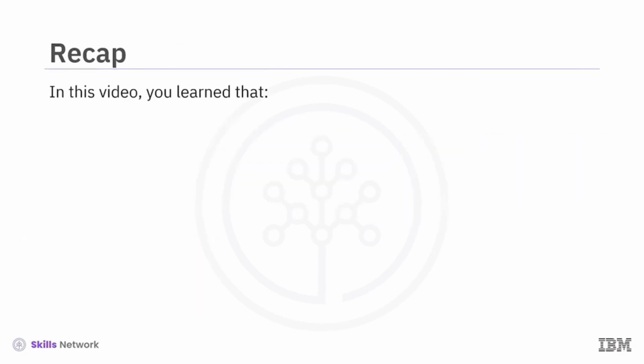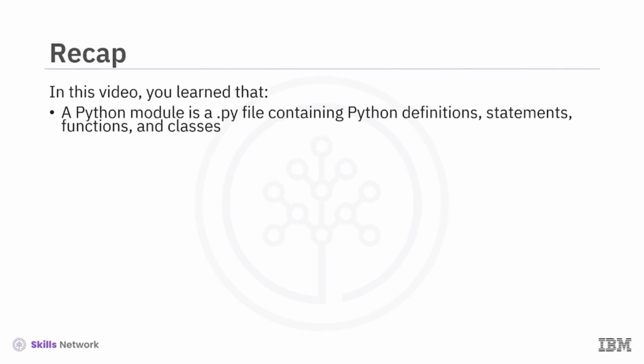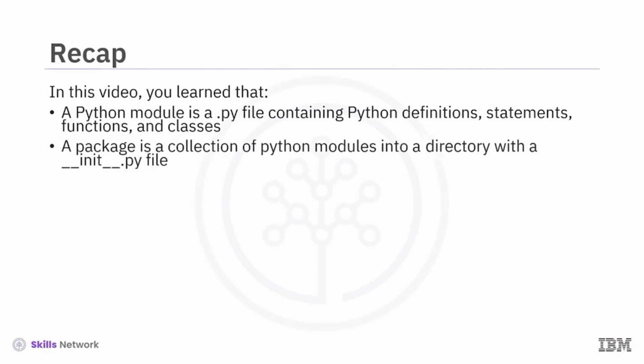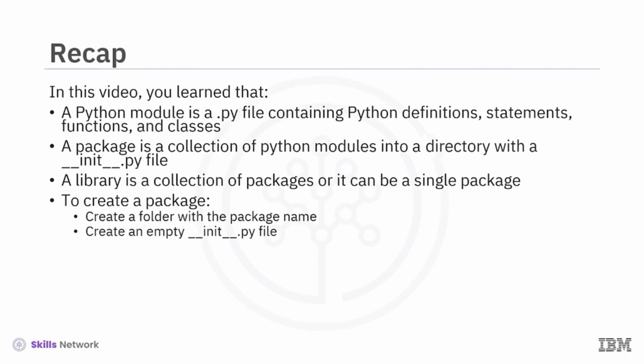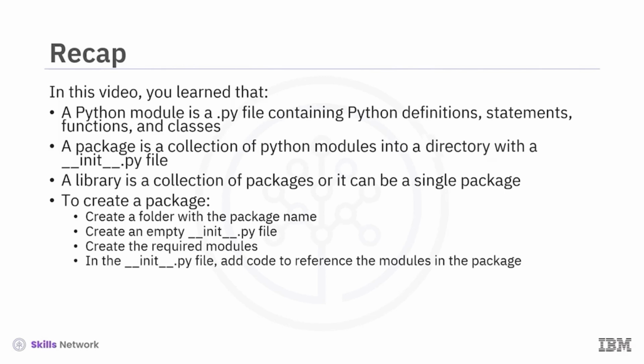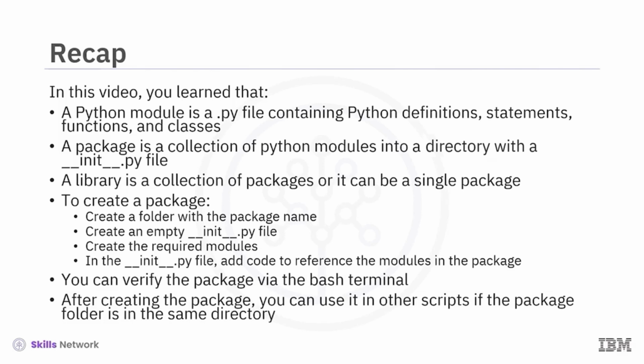In this video, you learn that a Python module is a .py file containing Python definitions, statements, functions, and classes. A package is a collection of Python modules into a directory with an __init__.py file. A library is a collection of packages, or it can be a single package. To create a package, create a folder with the package name, create an empty __init__.py file, create the required modules. In the __init__.py file, add code to reference the modules needed in the package. You can verify the package via the Bash terminal. After creating the package, you can use it on other scripts if the package folder is in the same directory.